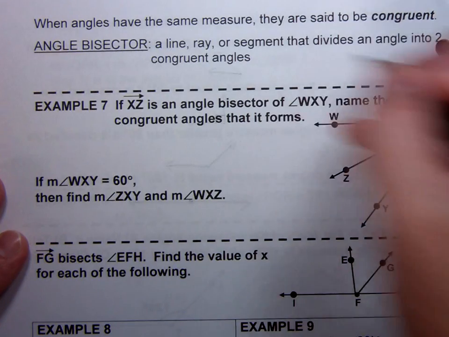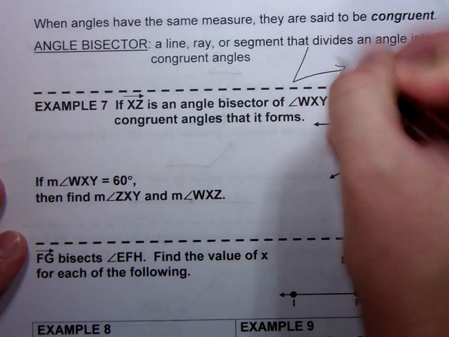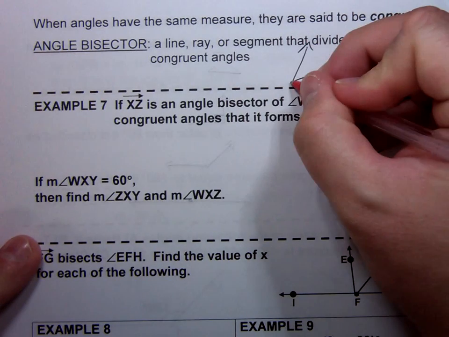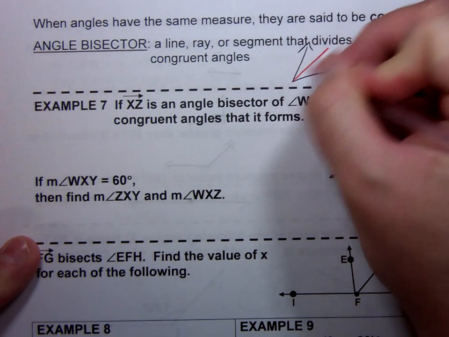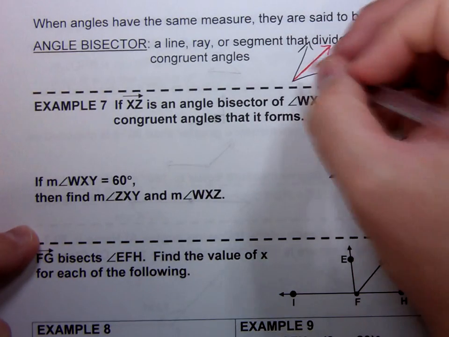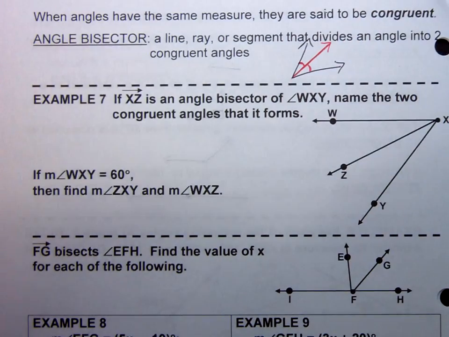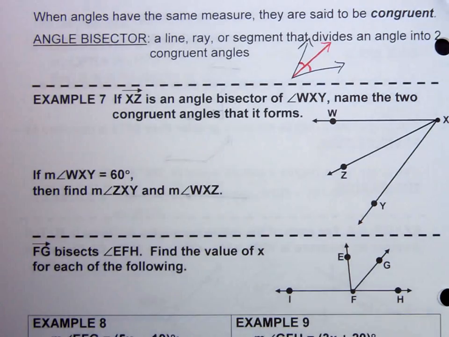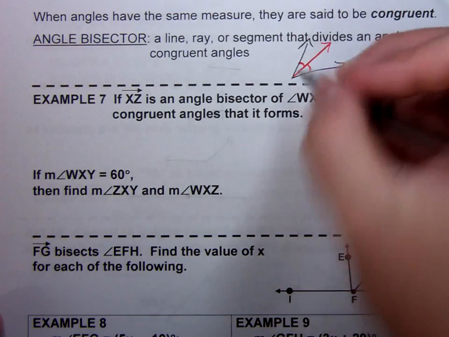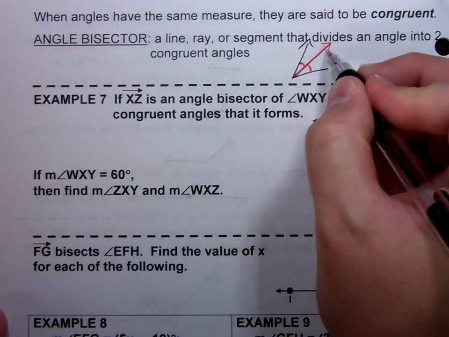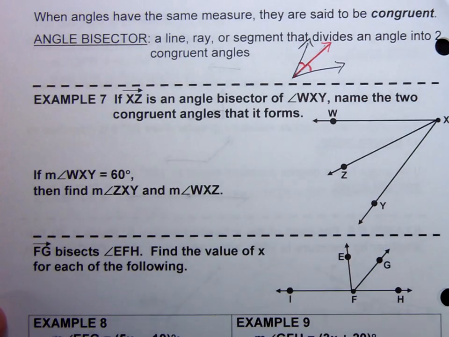Okay, so if you have an angle, the angle bisector is what I'm going to draw in red. This would be an angle bisector if it makes these 2 angles congruent to each other. An angle bisector goes right through the middle of an angle and splits it into 2 congruent halves. This angle is half of the original angle, and this angle is half of the original angle. And therefore they're congruent.